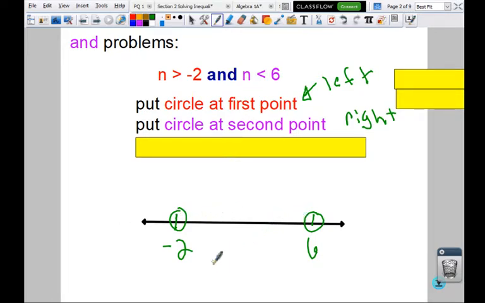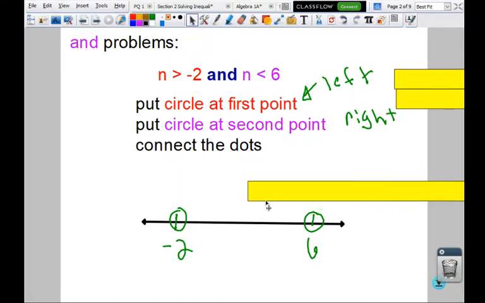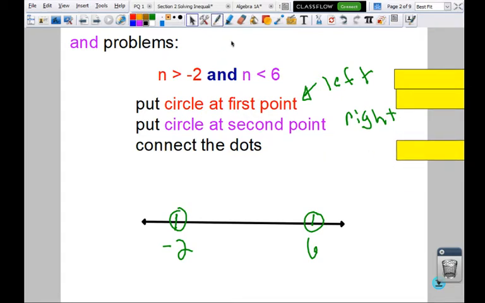We could, but sometimes these are really big. Sometimes they're like 50 apart, and I don't want to make 50 things. So I'm just going to make my two numbers and keep it easy. And then for an "and" inequality, what we do is we connect our dots. Just going to connect my dots. Terrible lines, I don't know.